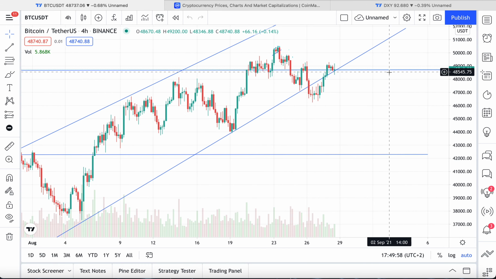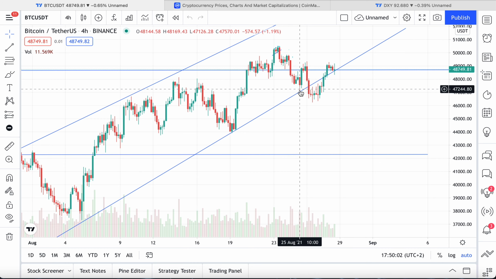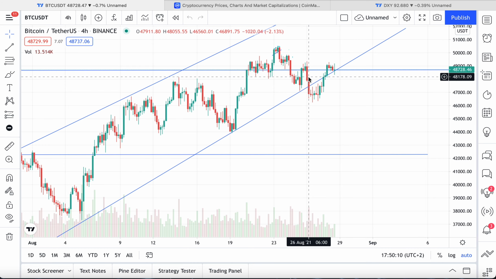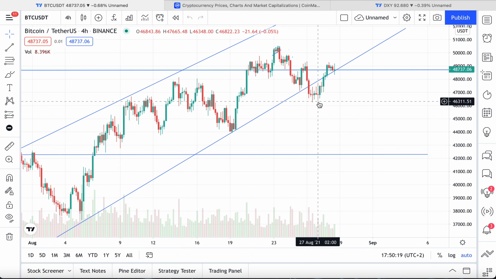So let's see, 2 days ago we came all the way down and got support. Everybody who was long in the market was happy. But after that we got a big surprise. We came all the way down and finally broke the channel, and probably here we got a lot of short contracts. Then we went all the way down to 46,000.